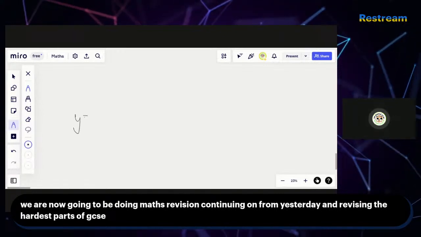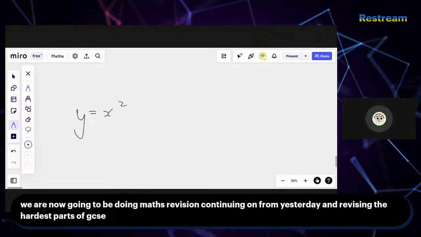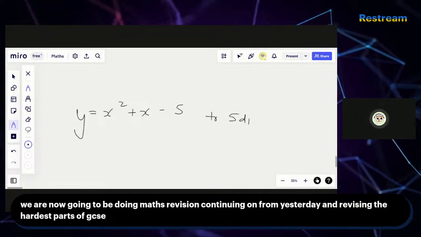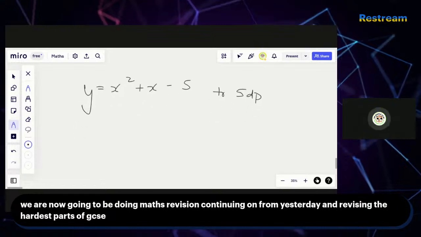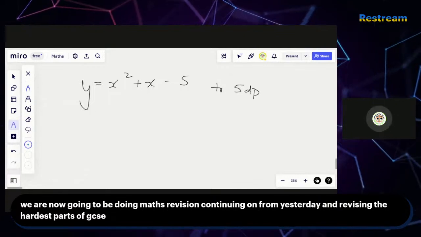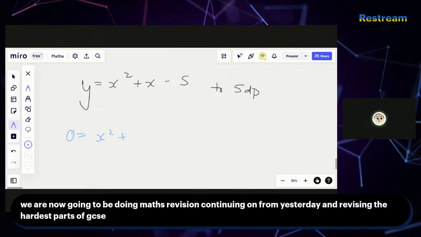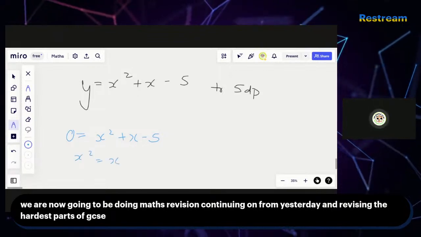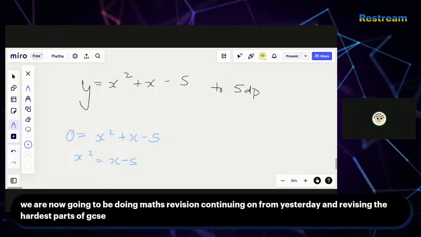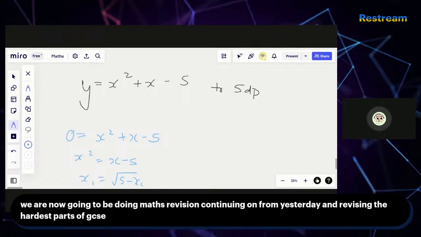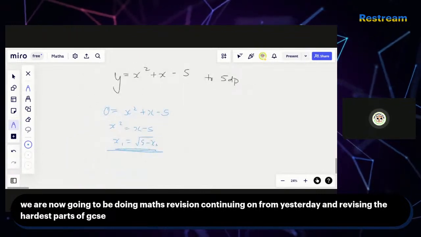So say you've got the quadratic x squared plus x minus 5 equals 0. And you're asked to do this to 5 decimal places. So the first thing you want to do is rearrange to make x the subject. We know that 0 is equal to x squared plus x minus 5. So x squared is equal to 5 minus x. And then x is the square root of 5 minus x. So that's what you would get. You would rearrange it to get that.